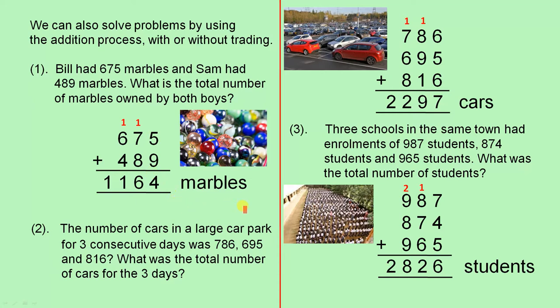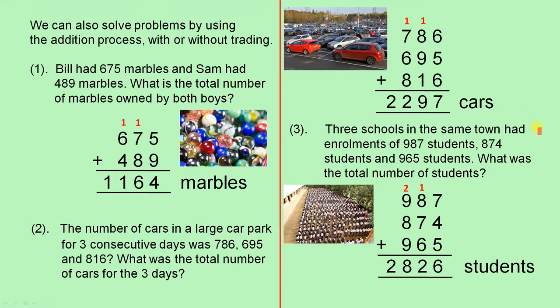Number 2, the number of cars in a large car park for 3 consecutive days was 786, 695, and 816. What was the total number of cars for the 3 days? So there are the three numbers there. When we add those together, we get 2,297 cars. And you can check that at your leisure to see if that answer is indeed correct.